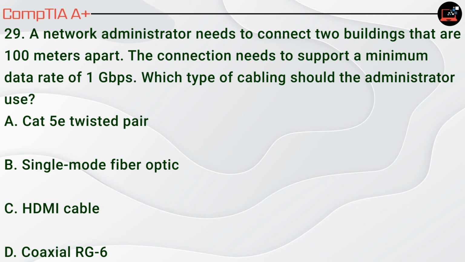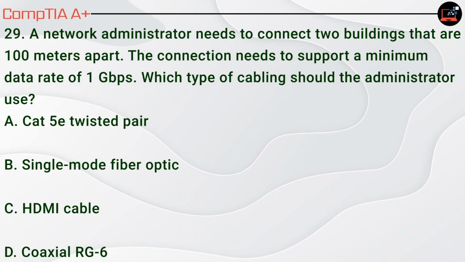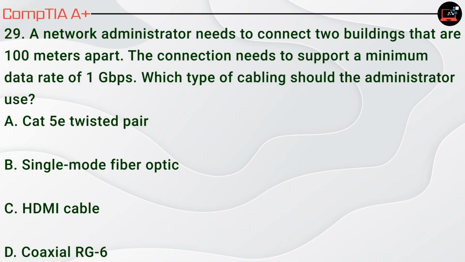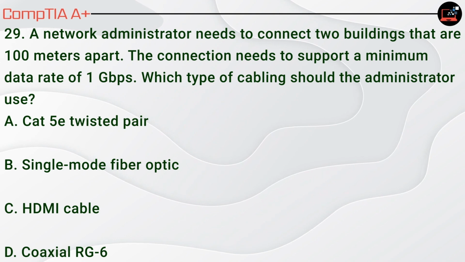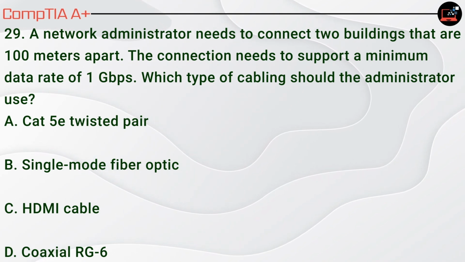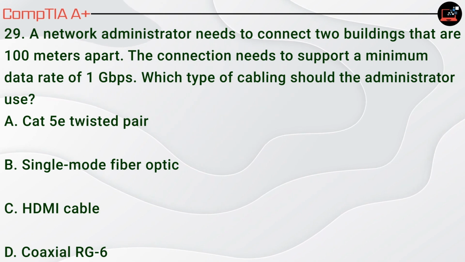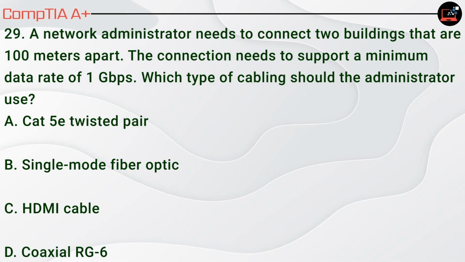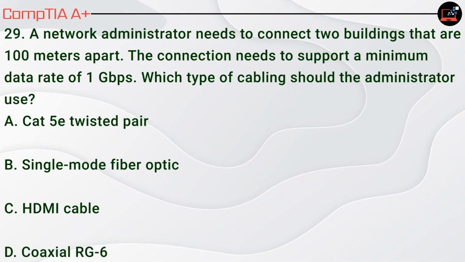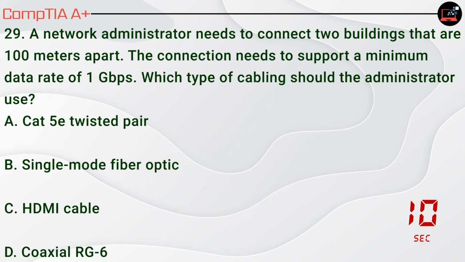(29) A network administrator needs to connect two buildings that are 100 meters apart. The connection needs to support a minimum data rate of 1 Gbps. Which type of cabling should the administrator use? A. Cat5e twisted pair. B. Single mode fiber optic. C. HDMI cable. D. Coaxial RG6.